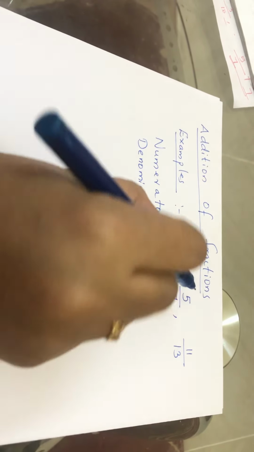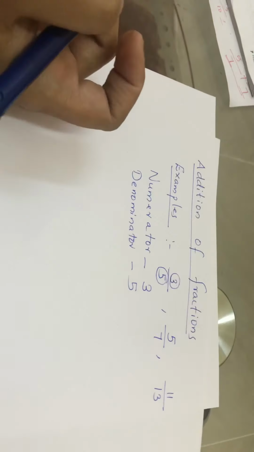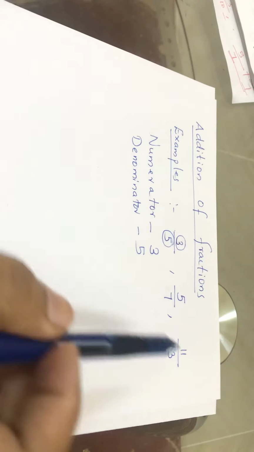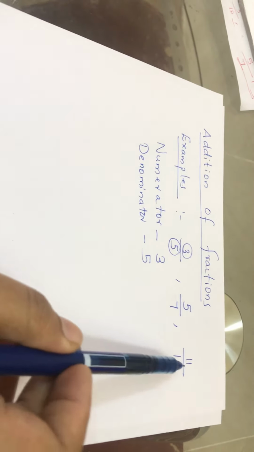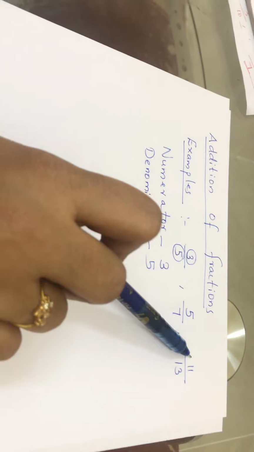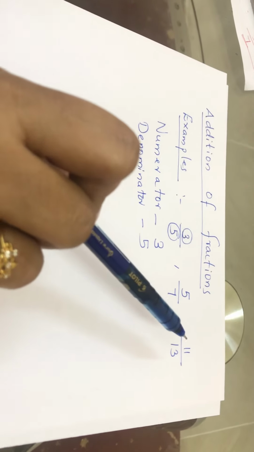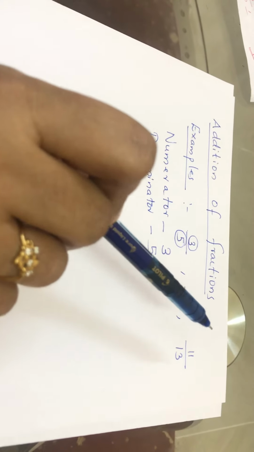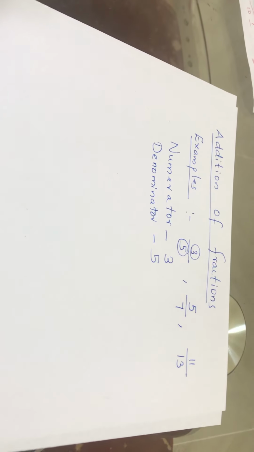Same as in the second example, 5 by 7: you can see 5 is the numerator and 7 is the denominator. And here it is 11 by 13. This 11 is the numerator and 13 is the denominator. So I think it's clear for you. Okay, now how will we add fractions?